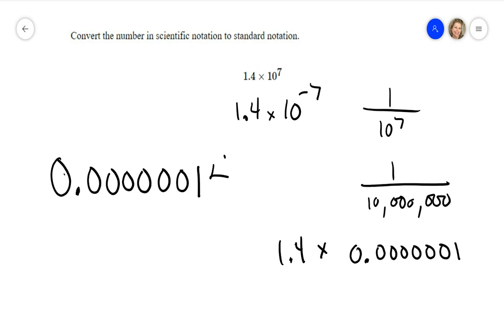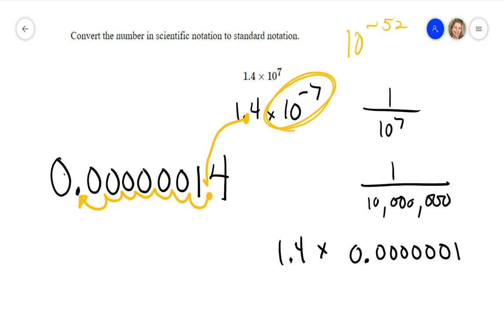0.00000014. The decimal, which was right here, gets moved 1, 2, 3, 4, 5, 6, 7 places to the left because it's microscopic. And if you've ever looked at a microscope, you'll see things like, usually, 10 to the negative 52. I mean, it's really, really small stuff when you're looking through a microscope. That's why they say it's microscopic.